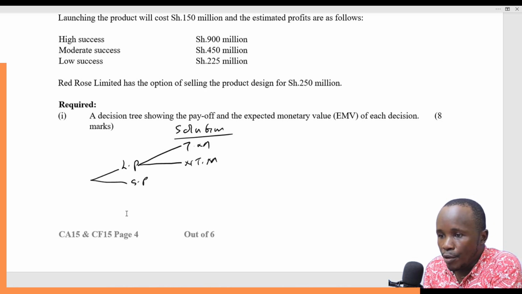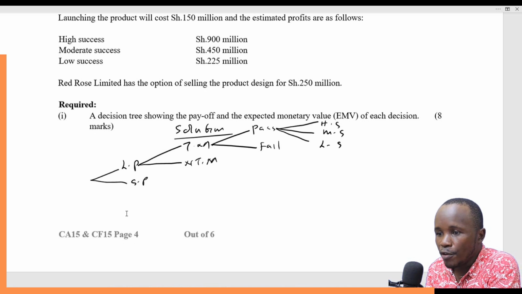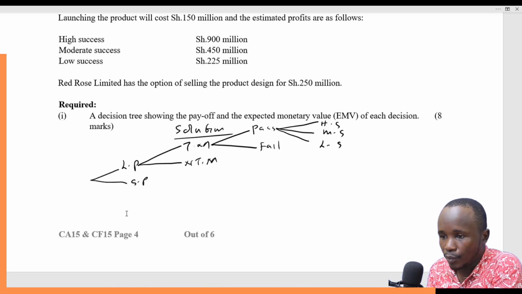Now, when you test the market, there will be two options: either you pass or you fail. When you pass, there will be three options: either there is high success, or moderate success, or low success. When you fail, that's the end of it.